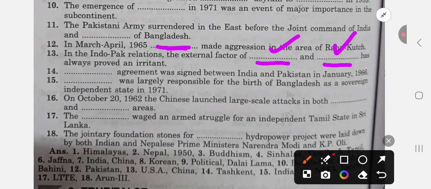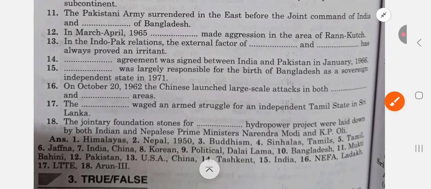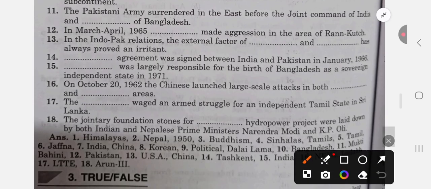Then question number 14: Dash agreement was signed between India and Pakistan in January 1966. So it was the Tashkent agreement basically. Tashkent agreement was signed, then all the land we had captured was returned to Pakistan. Question number 15: Dash was largely responsible for the birth of Bangladesh as a sovereign independent state in 1971. So India was responsible.